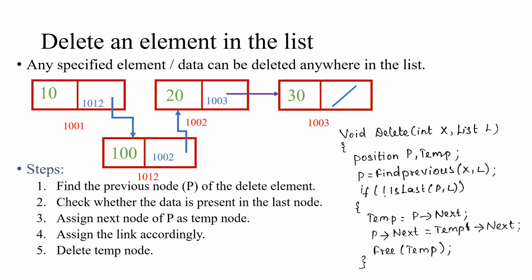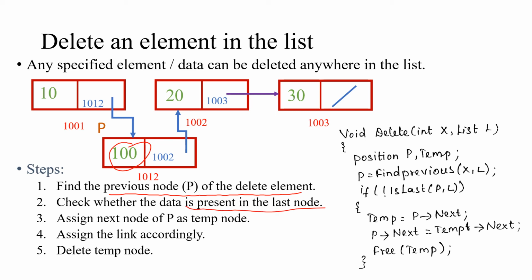Now we can see how the deletion operation is performed. Any data that has been specified can be deleted from the list. It is very easy. For that we follow 5 basic steps. In this example, I am going to delete 100 from the list. First I find the previous node of the delete element. The previous node of 100 is the node having 10, and I assign it as P.